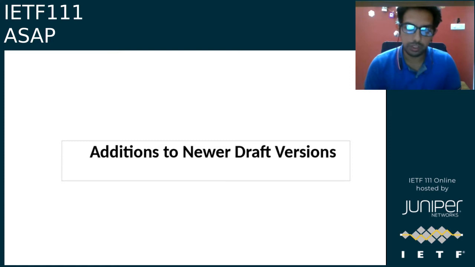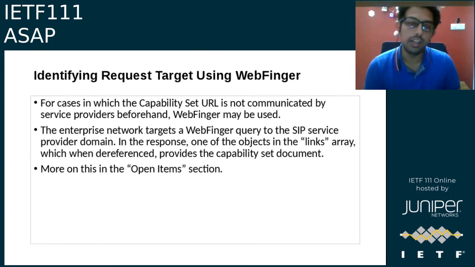I'm going to talk about the additions to the latest draft first. Next slide. Right. The first thing that we've added to the latest draft is the identification of the request target, which is the location of the capability set server. Today, there are two ways this information can be handed down to the enterprise. One way is the out-of-band method, using an email by the service provider mentioning where the SIP capability server is located.